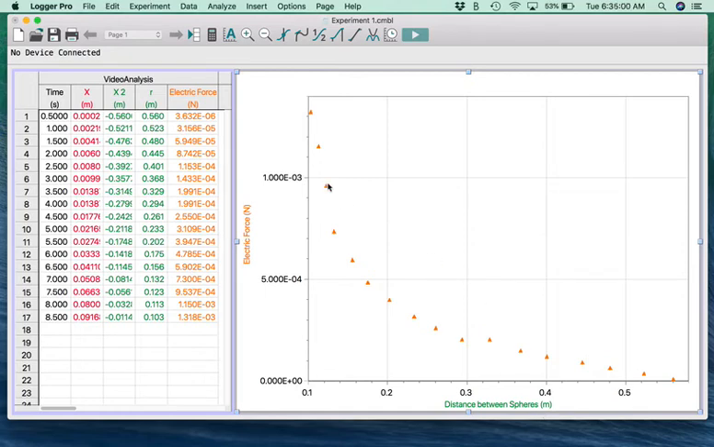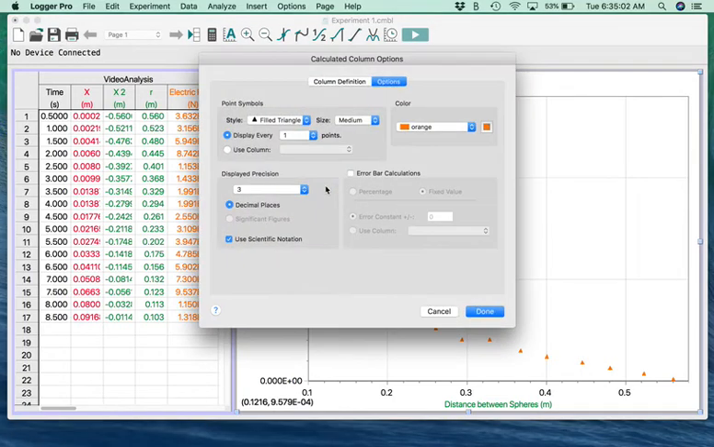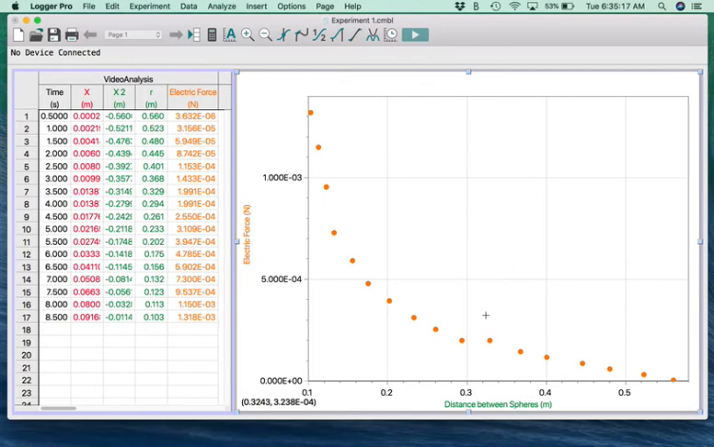If you would like, you can click on those data markers and change them if you are anti-triangle for some reason. You can make those different sizes. But there's the data that shows that as the distance between spheres increases, the electrical force decreases, or more in line with what we did, as the distance between spheres decreases, so you have to read the graph right to left, the electrical force increases. But we're not quite done because we want a model. We want a mathematical relationship between electrical force and the distance between spheres.